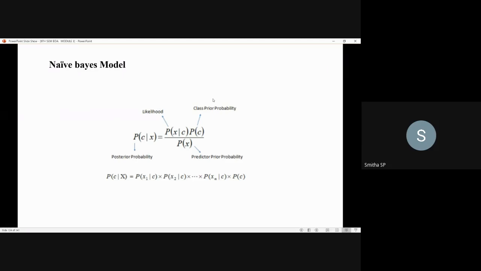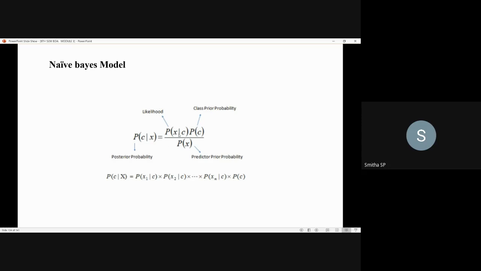Next, the naive Bayes model. This is the formula you will make use of for the computation of probabilities using naive Bayes analysis. Here you can see the formula, which has the terminologies, that is P of C given X. We call it the posterior probability. It is the posterior probability of a class C, given the predictor X attributes. It is the probability of the class C for the given predictor of X attributes.